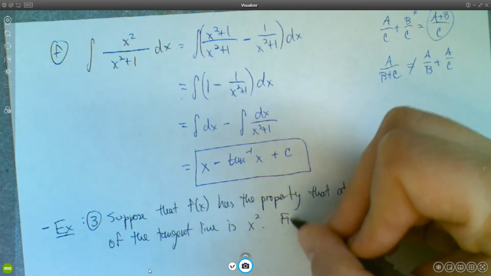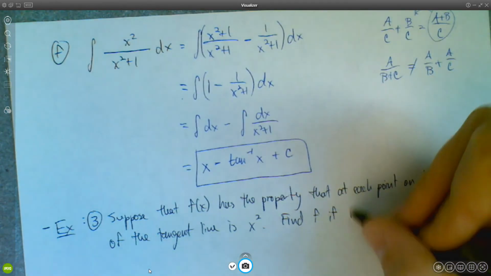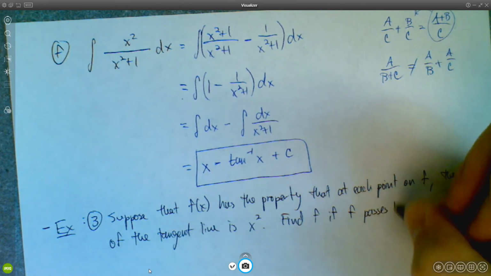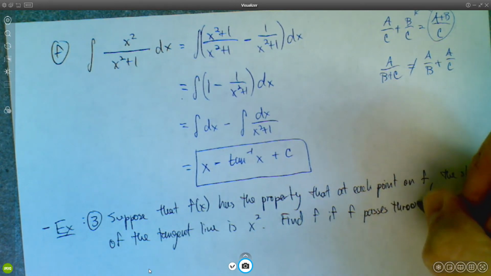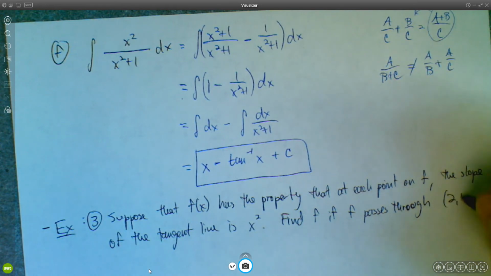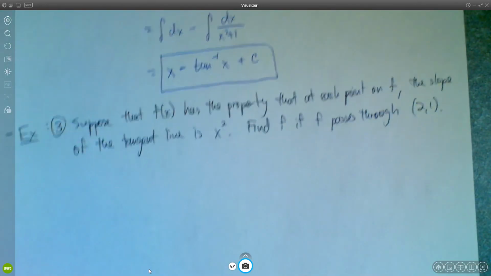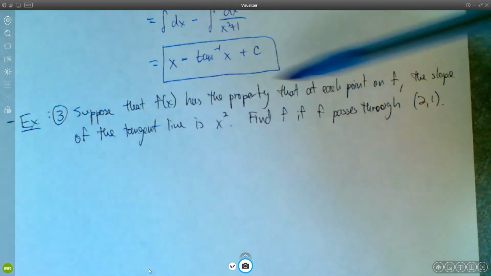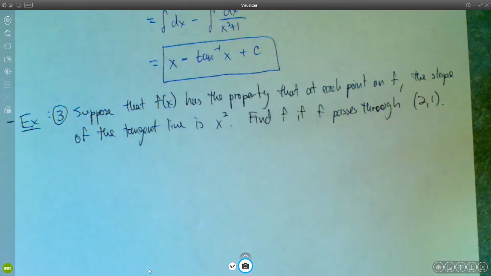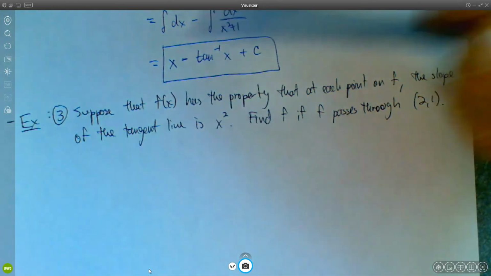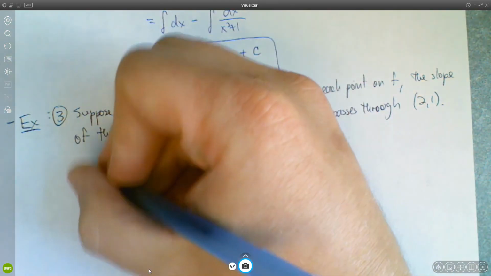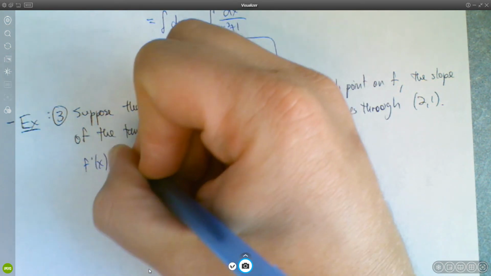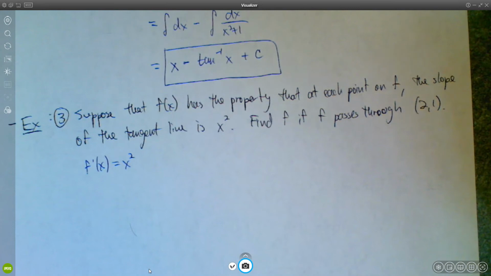Now let's find f if f passes through the point (2, 1). Well, this is just a fancy way of saying that the slope of the tangent line, which is just the derivative, is x squared. So f prime of x is x squared, and you know that f passes through the point (2, 1). So can we figure out what f is?